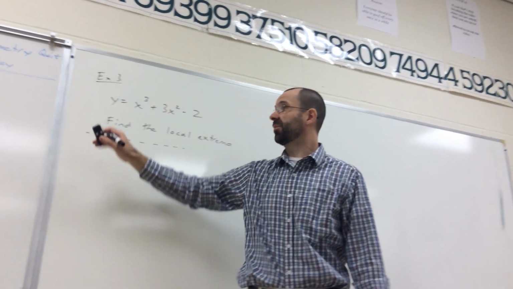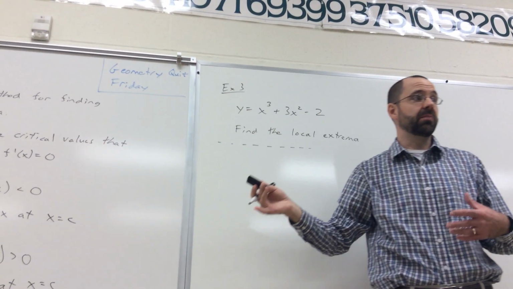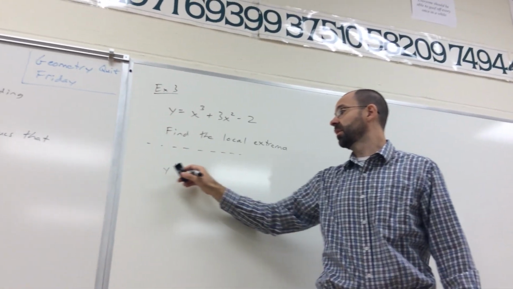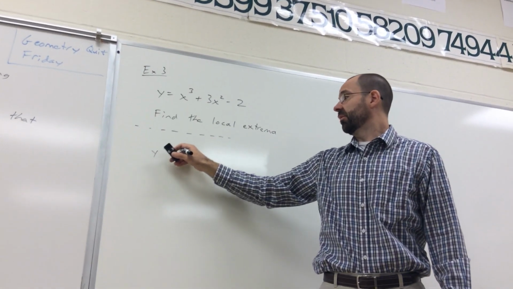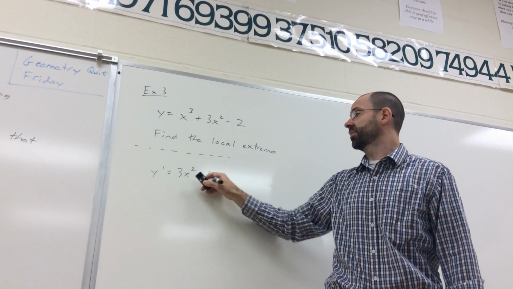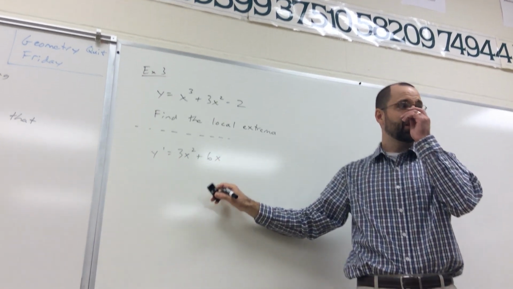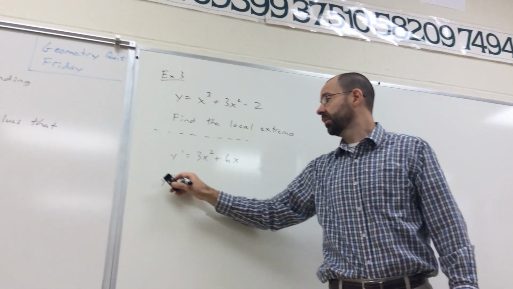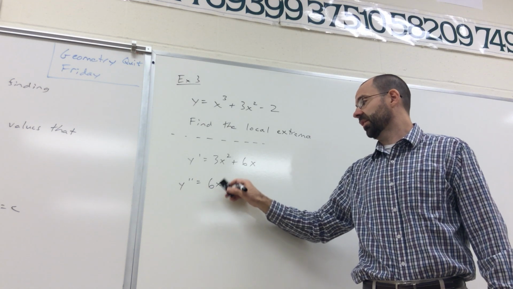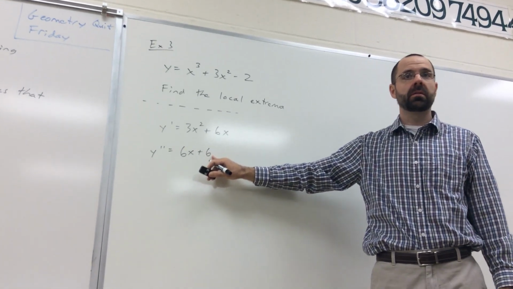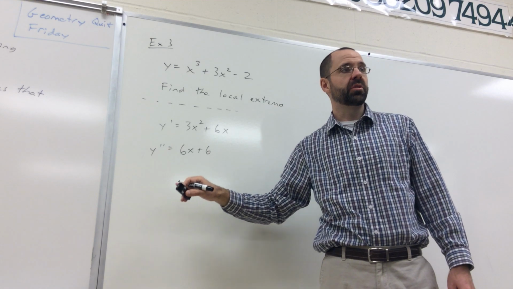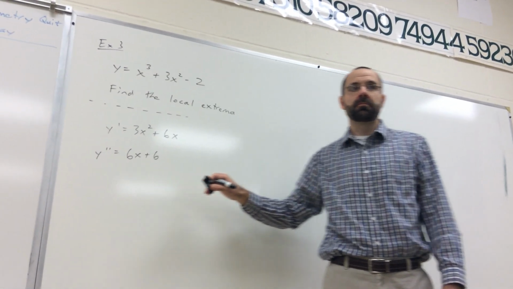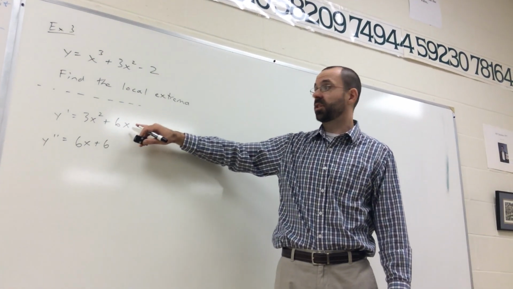All right, so since I'm going to use the second derivative test, that means I need both the first derivative and the second derivative. So I'll take both of those derivatives. The first derivative is 3x squared plus 6x, and then the second derivative is 6x plus 6. So it's nice to have non-complicated derivatives. Those are pretty easy.